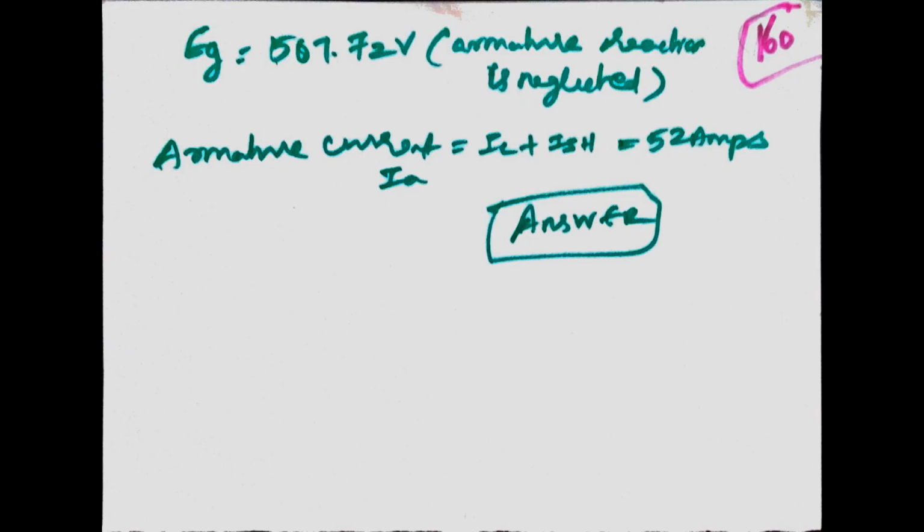The EG value we obtained is 507.72 volts. Armature reaction is neglected. Armature current IA is equal to IL plus ISH, which is 52 amperes. EG is 507.72 volts. That is the answer.